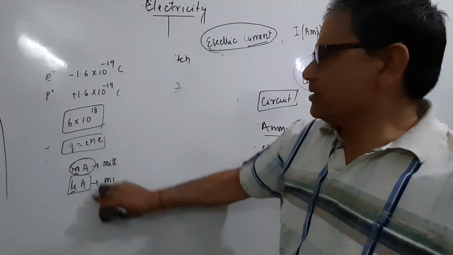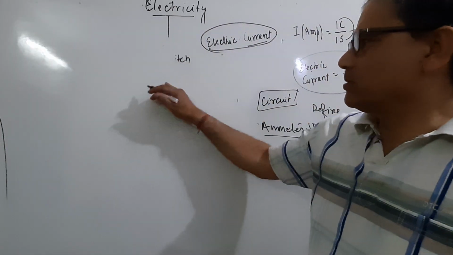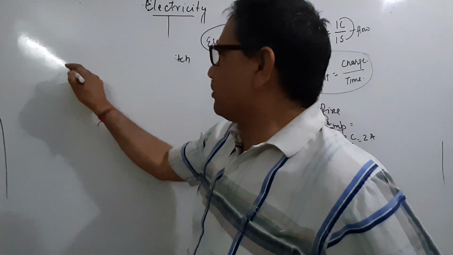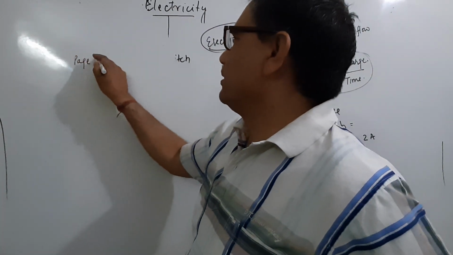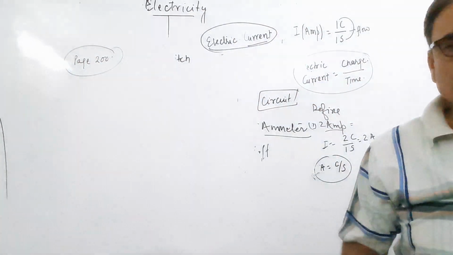And now you have to revise at home and do the exercise. Which one? The blue box of page number 200. Page 200 you have to complete. And now I am asking one question from you.